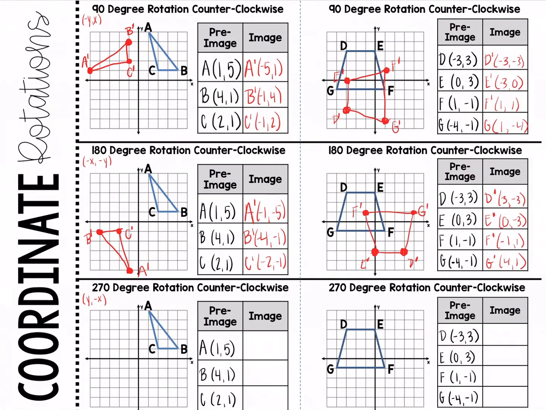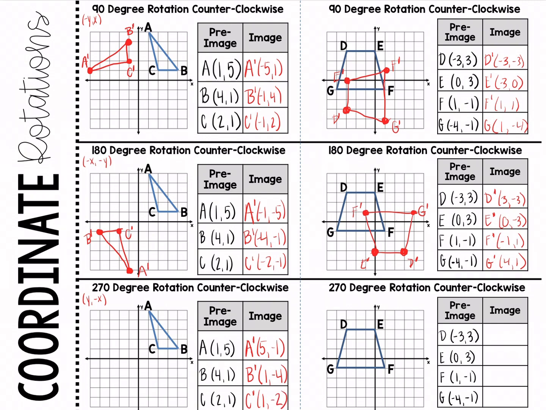Okay, and so now let's open up. So again, when we rotate counterclockwise 270 degrees, then it becomes Y, negative X. So we're still using ABC. So now this whole shape, we're going to rotate it 90, 90, and 90 again. So that's 270. It's essentially making a C. So A is 1, 5. So A prime is going to be 5, negative 1. B prime is going to be 1, negative 4. And C prime is going to be 1, negative 2.